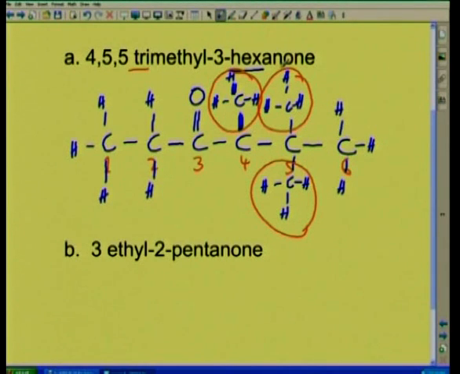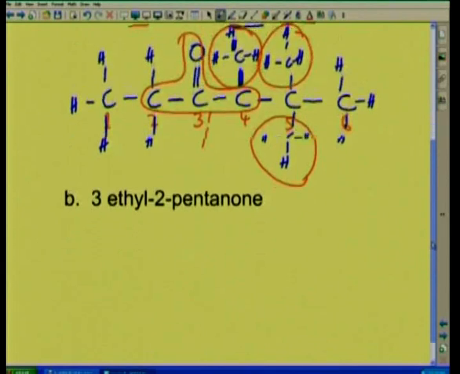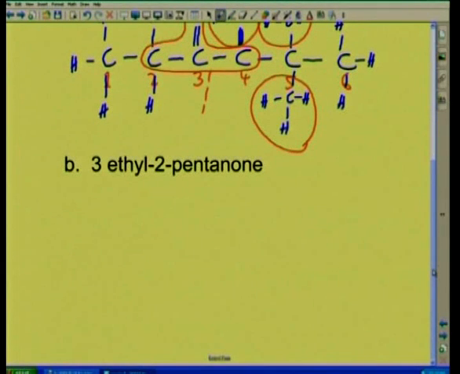Now, the "-one" at the end means that it's a ketone, and it is given by this part here: a carbonyl bonded to 2 other carbon atoms. So that's how we deal with that. Let's look at the next one. Structural formula of 3-ethyl-2-pentanone.